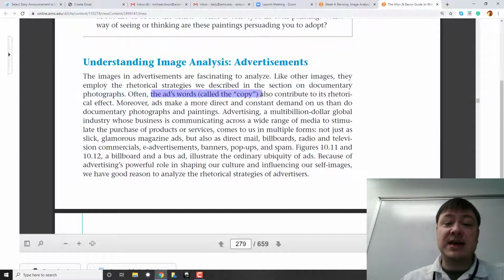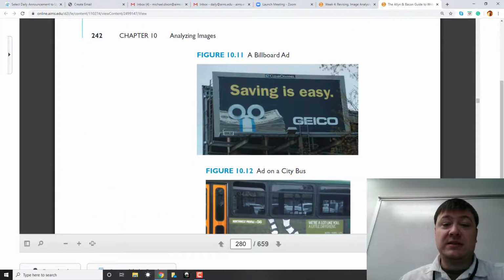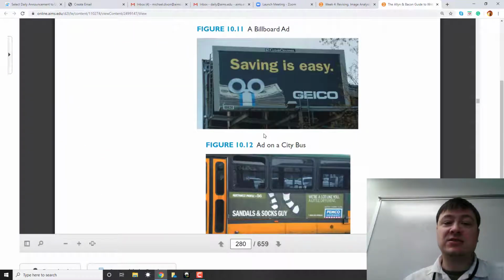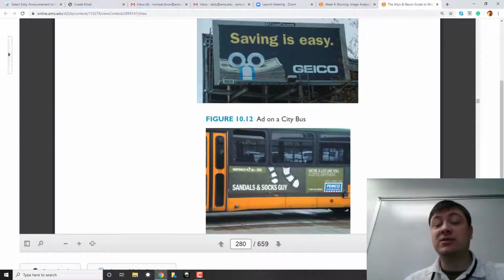Again, they emphasize looking at the words, right? Looking at the ad's words, also called the copy. That's a really important aspect to look at. They start talking a little bit about the media landscape, which is actually really important. They break down these ads, or they invite us to break them down, and look at genre, right?